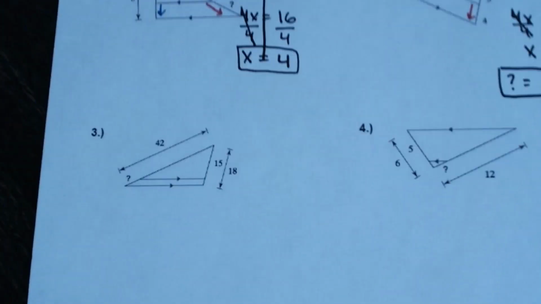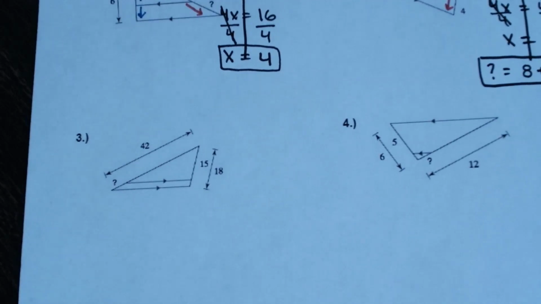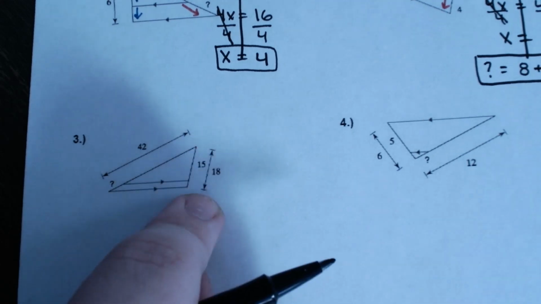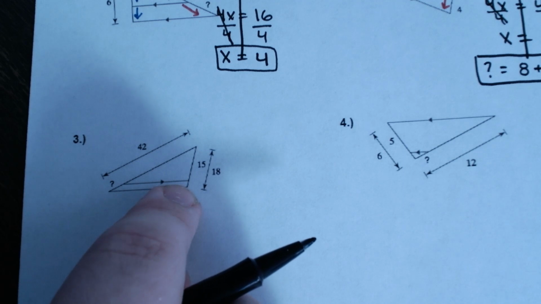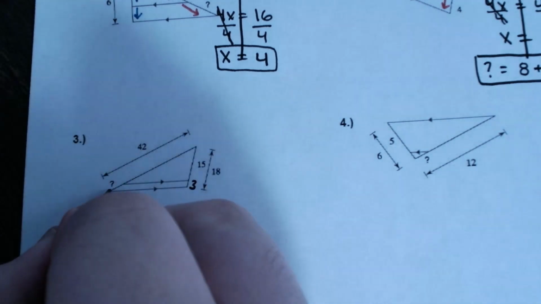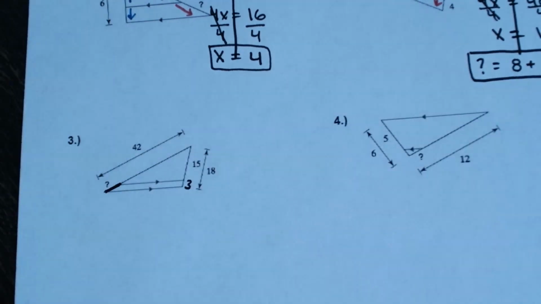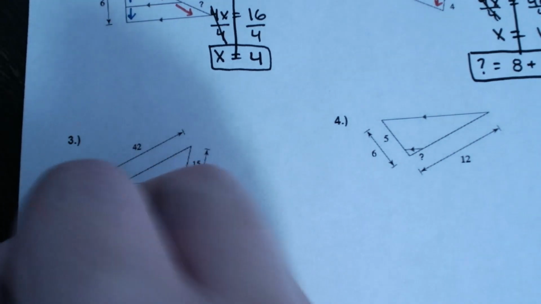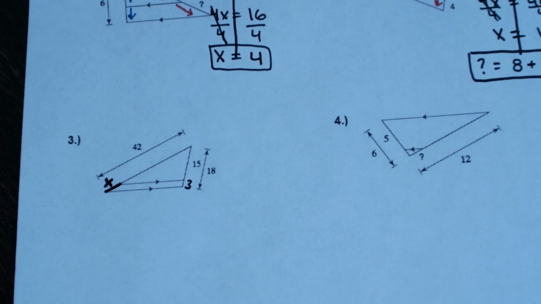Jumping down to number 3, it's even a little bit more difficult. I've got one side length of that triangle that's split, that's 15, and then the entire triangle is 18. So how much is this down here? Number 3. Just the number 3. And then I want to find this length, just that little bit right there. So we can call that question mark x. Y'all with me so far?